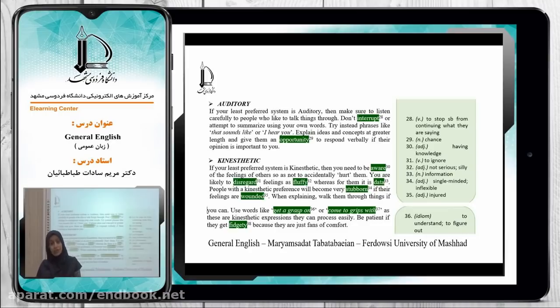And be patient if they get fidgety because they are just fans of comfort. What is fidgety? If you become fidgety, you move a lot. You cannot sit still. You cannot sit on the chair. You need to change your position again and again. That is fidgety. People usually fidget when they feel bored or when actually the place they're sitting is not comfortable.